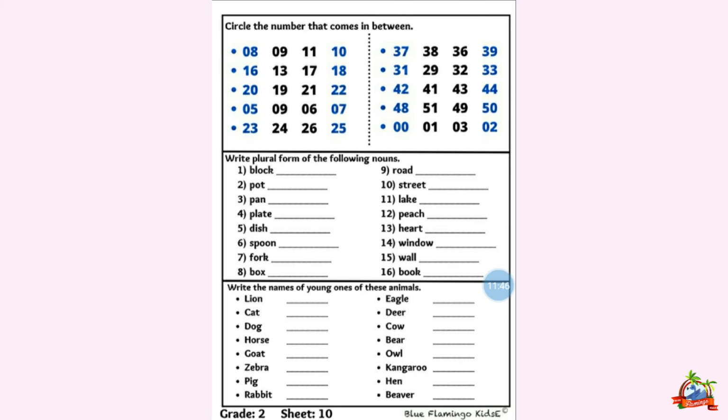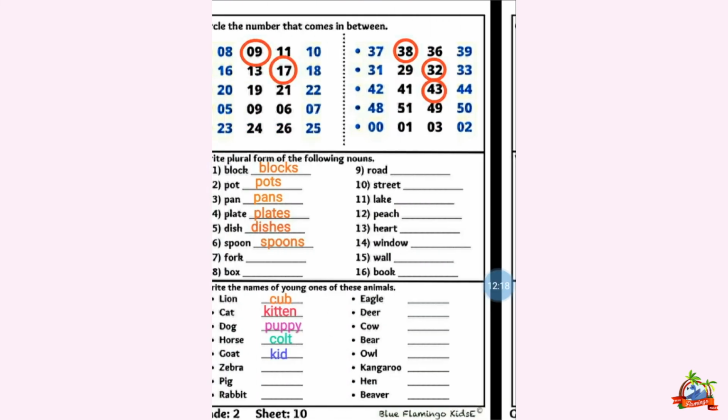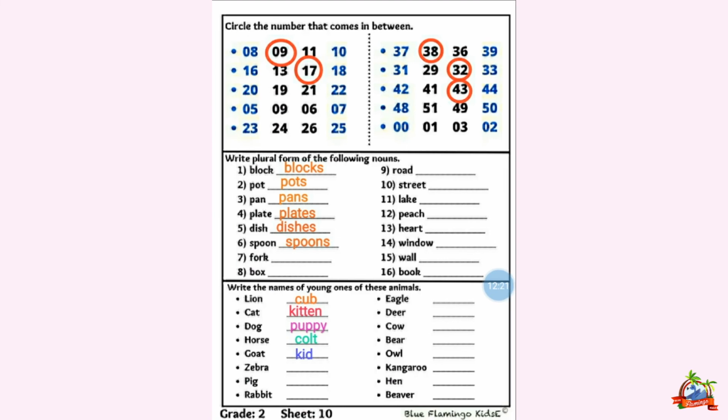Now see the third and the last section, which is of EVS. Write the names of young ones of these animals. गिवन एनिमल्स के यंग वंस मीन्स उनके बेबीज़ के नेम राइट करना है कि एनिमल्स के बेबीज़ को हम क्या कहते हैं. लायन के बेबी को क्या कहते हैं, कैट के बेबी को क्या कहते हैं. ओके. यंग वंस मीन्स बेबी. लायन के बेबी को हम क्या कहते हैं, लायन के यंग वन को कहते हैं कब. CUB. कब.